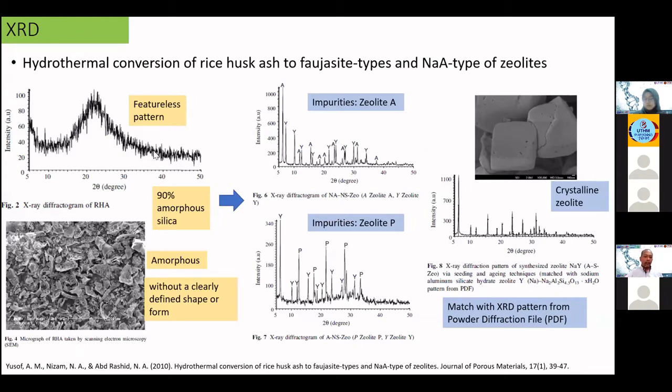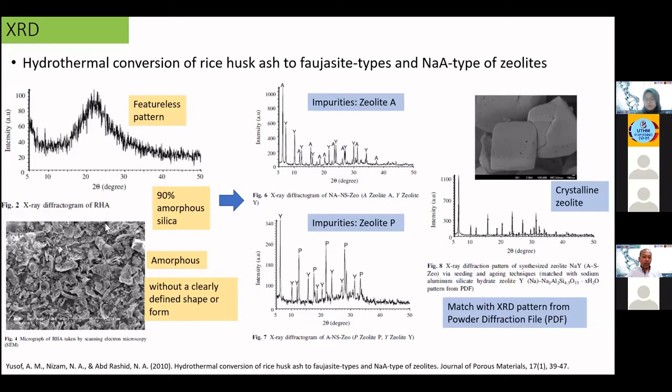If you can see here, this is the X-ray diffractogram or XRD pattern. Remember, in figure 8, X-ray diffraction pattern, XRD pattern, or we call it X-ray diffractogram. It's not XRD diffractogram. No, it is the X-ray diffractogram. So these are the important terms that you need to use.